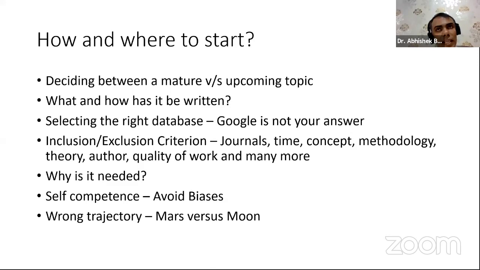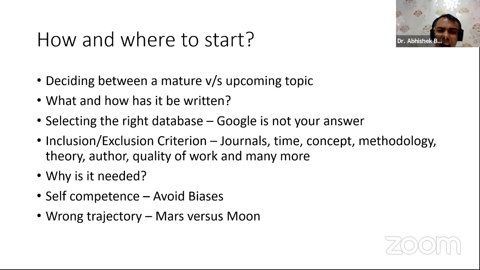Scopus gives you a list of how many citations you have achieved over time. Journals usually look for papers which have a good citation per year ratio. If the citation per year ratio is 4, 5, 6, that is a pretty good number. And 10 is a very, very good number. That means your paper has been cited by 10 people in a year. That's a very good number to begin with.